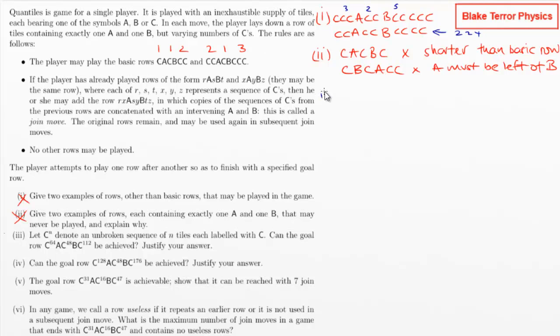So every join, is that what I called it? Every join move increases the sequences of C's in multiples of these basic rows.